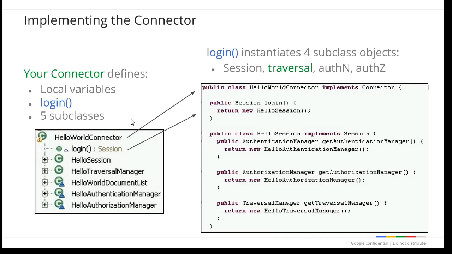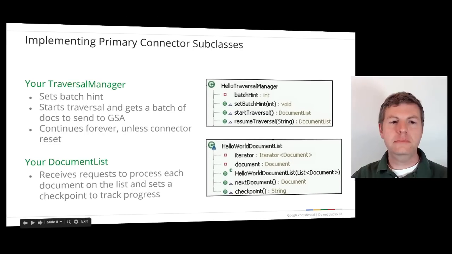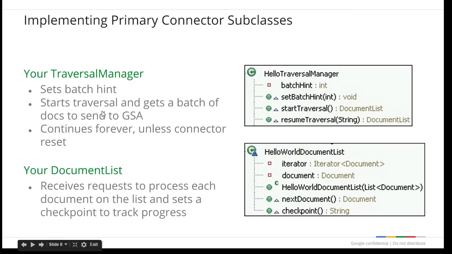Most of the code you use for this will be boilerplate, and you will simply have to fill in a few blanks. The authentication manager and authorization manager each have one method. Most of your work will be within the Traversal Manager and within the document list class returned by Traversal Manager. The Traversal Manager starts the traversal by creating a document list. It also specifies the number of documents to retrieve within a single batch using the batch hint variable, and keeps track of the connector's position within the list of documents in the repository using the checkpoint parameter. It'll run continuously until the connector is reset.